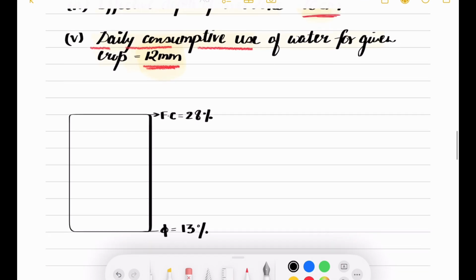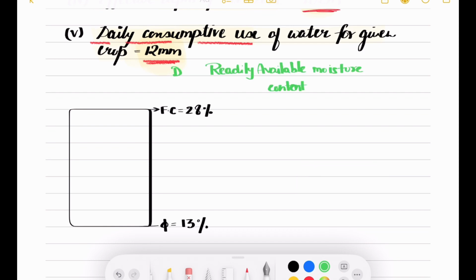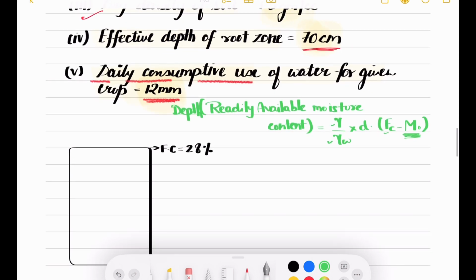Just for ease, I'm again going to write the formula here. The depth of readily available moisture is gamma by gamma w into d into (FC minus M naught). If you see, we have been given the value of gamma, the value of gamma w, and the FC value. But we do not have the optimum moisture content level available to us. So to find the optimum moisture content of the soil, this is what we have to find out. Then all we have to do is put in the values and get the answer.